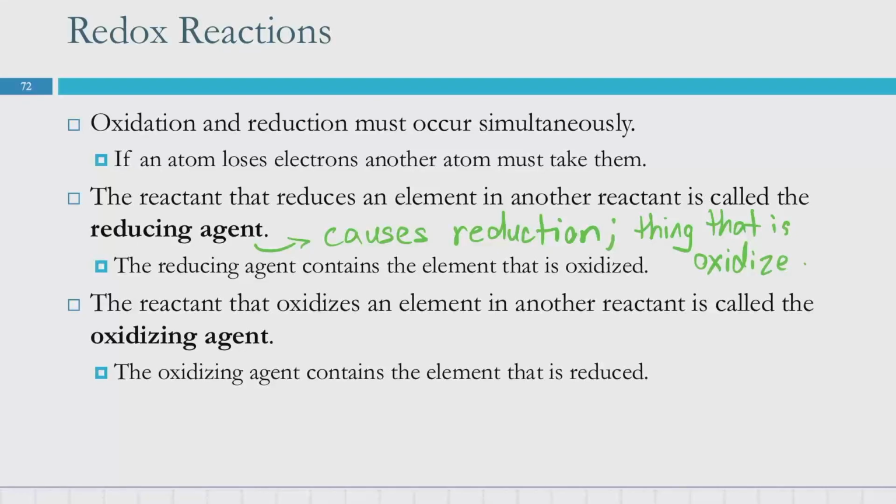On the other side of the coin, the reactant that oxidizes another element, or causes oxidation in another element, is our oxidizing agent. So the oxidizing agent causes oxidation. Oxidation is losing electrons. If it's causing something else to lose electrons, that means that it's gaining electrons.